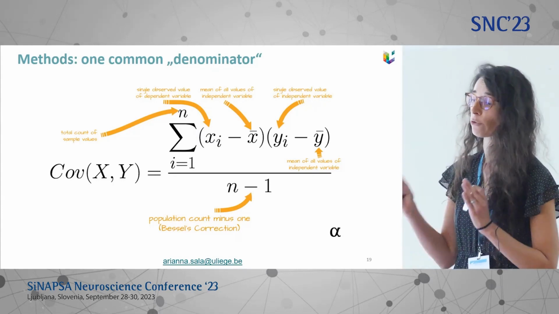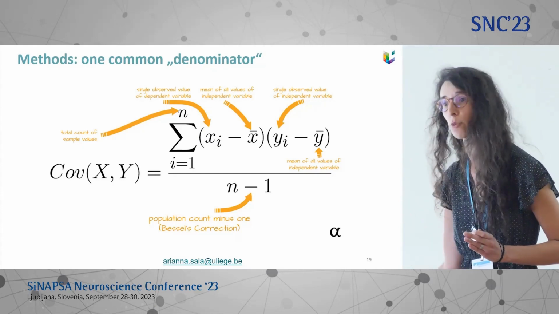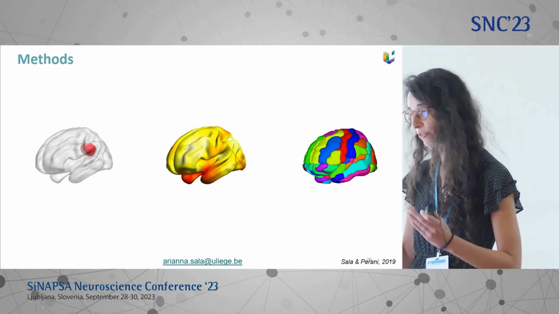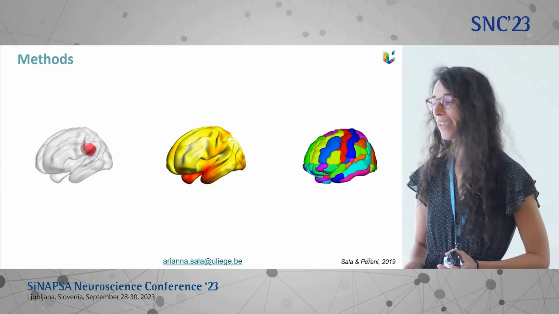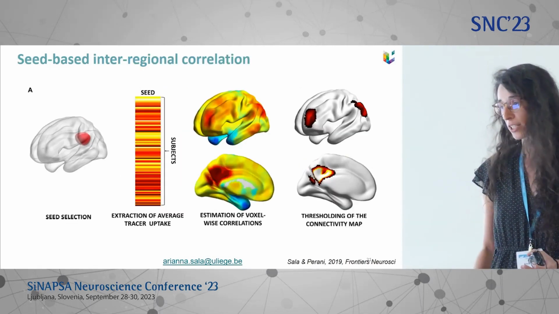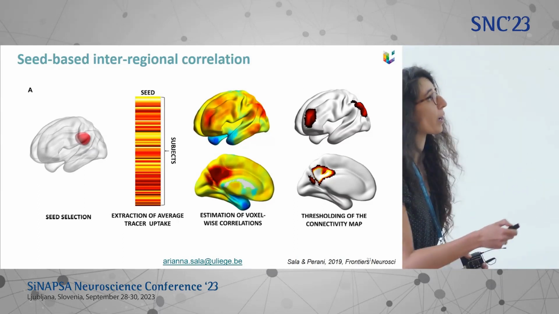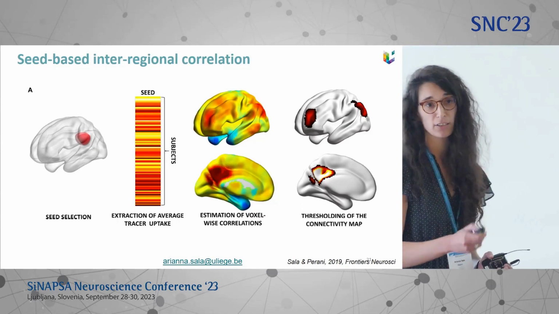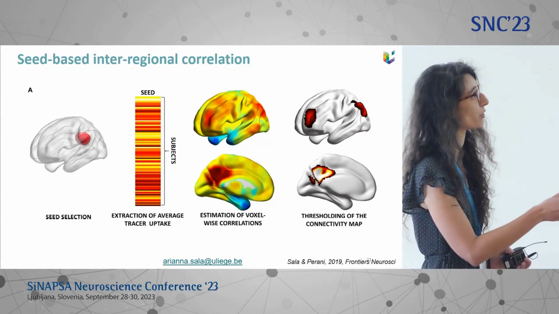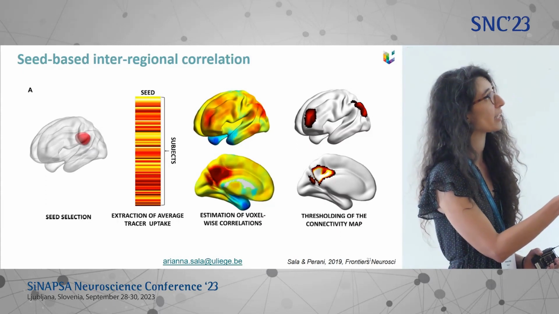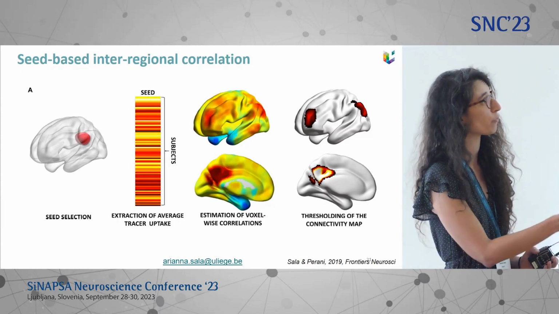So these are methods based on covariance. You can compute, for example, Pearson correlation coefficients, partial correlation coefficients, or other variations of those. There are three main classes of methods. As you already heard from Daniela, we have seed-based interregional correlation analysis, where you are interested in a specific seed region, a region of interest that you have to select. You extract the uptake in these seed regions of interest.